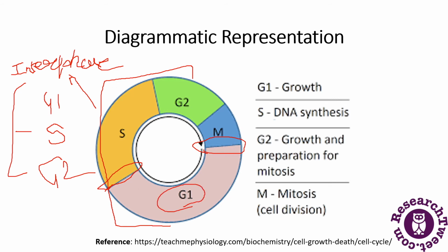Then comes the G2 phase, which is the period between the DNA replication and the initiation of the M phase. So here the DNA replication is ending and it is the initiation of the M phase. So this is the G2 phase. G2 phase is responsible for the growth and preparation for mitosis, and M phase is the mitosis, which means cell division. So this was about the diagrammatic representation of the cell cycle.